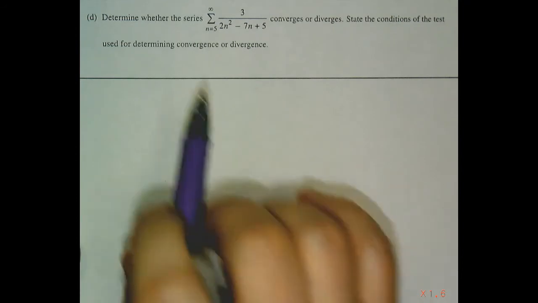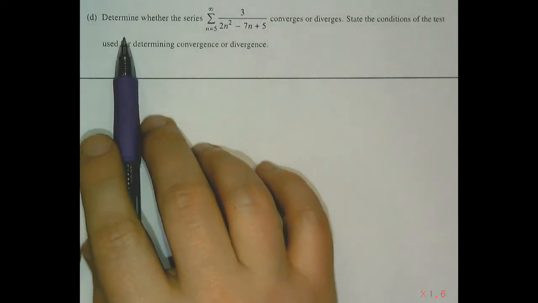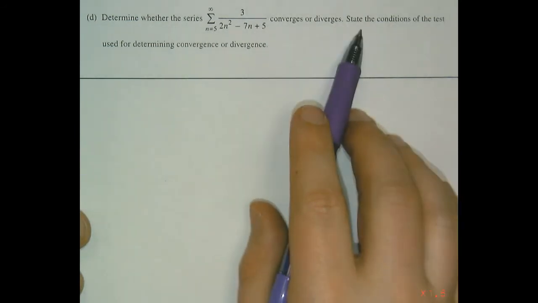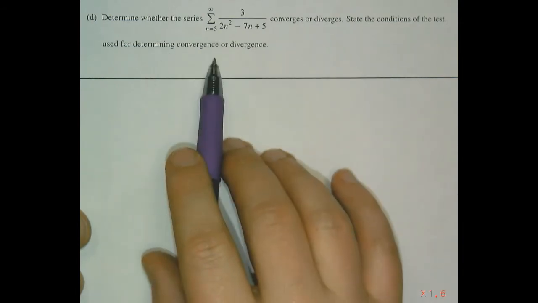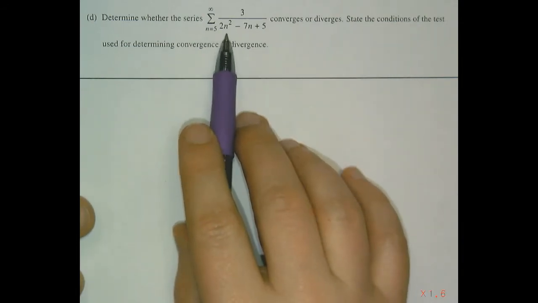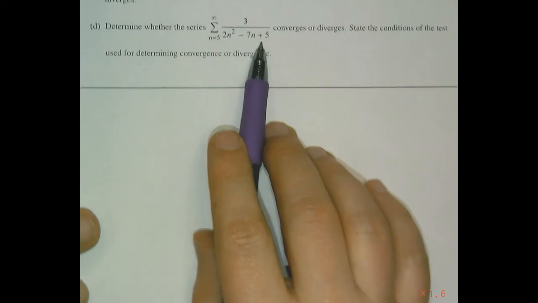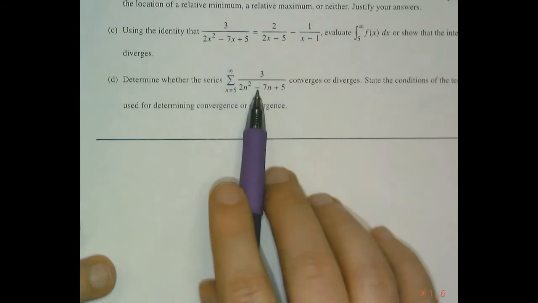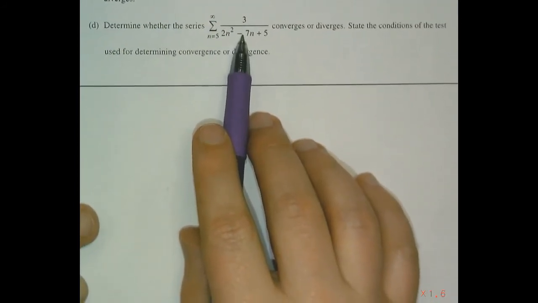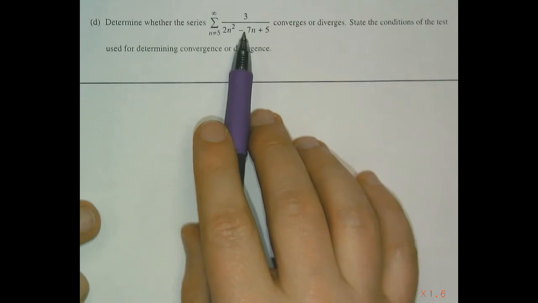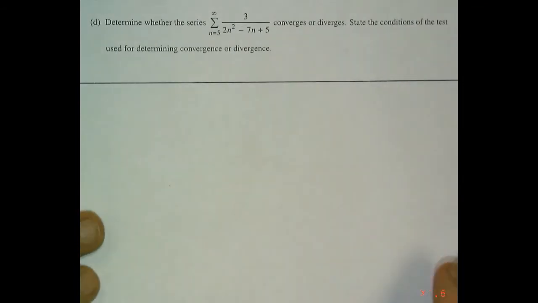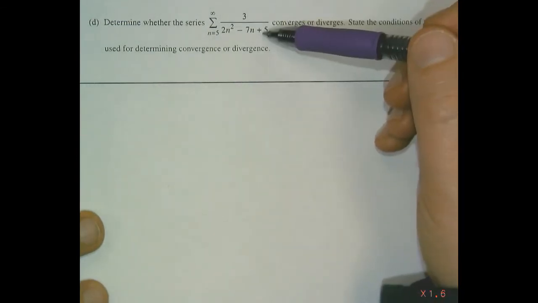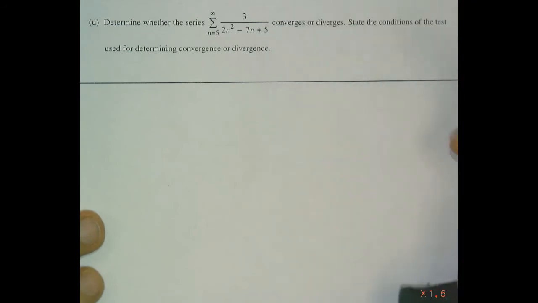All right, finally, moving on to part D of the question from 2017. We are determining whether the series converges or diverges. It wants us to state the conditions of the test used for determining convergence or divergence. And if you'll notice, the series they're questioning is closely related to the function that we had been exploring. So there's actually some value in that, because in part C we used the improper integral to determine convergence or divergence. So there's probably parallels between the improper integral and the series. Or not probably, there is.